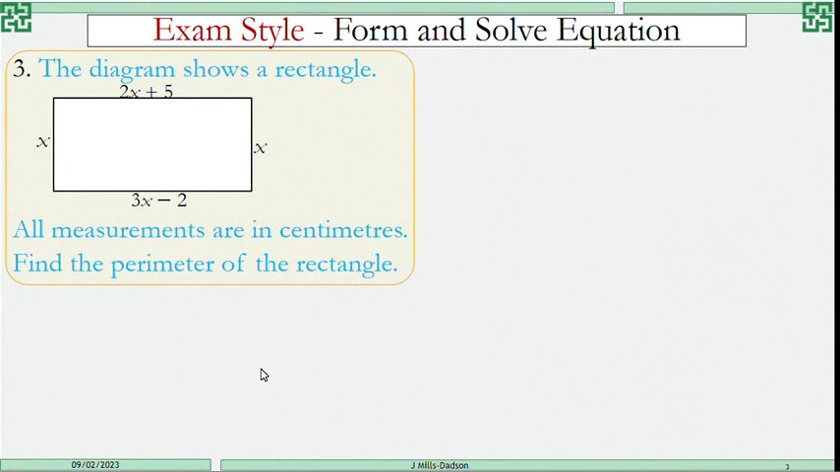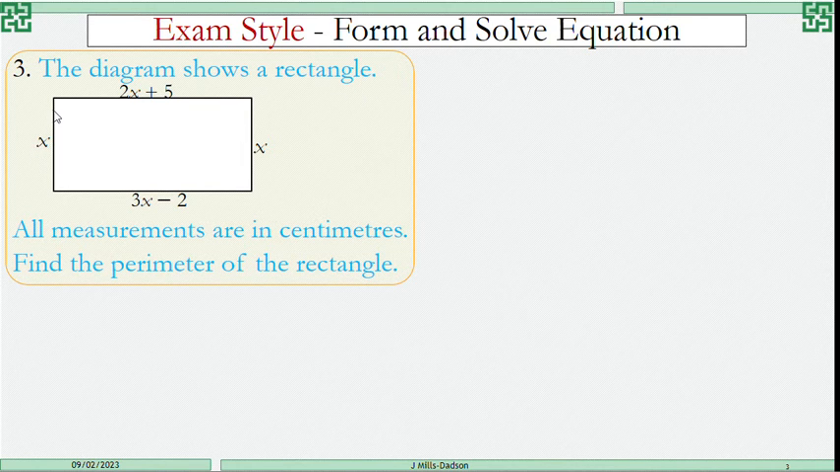Now the first thing people will be wondering is we have not been given the total of the perimeter. So how do we work out the perimeter? But there is a clue. The clue is the key word here, rectangle. Properties of a rectangle tell you that opposite sides are equal.